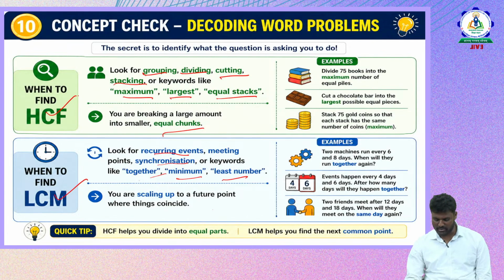So for example, let us see: two machines run every 6 and 8 days. When will they run together again? So that's when they ask about together.